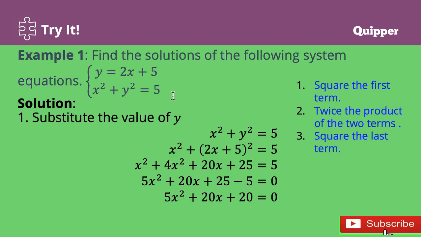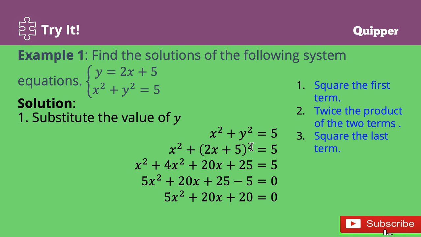Let's start. First thing to do is we are going to substitute the value of y. In our first equation, we already have the value of y in terms of x, which is 2x + 5. And we are going to use that in our equation of the circle. Instead of writing y here, we will write the value of y in terms of x, which is 2x + 5.